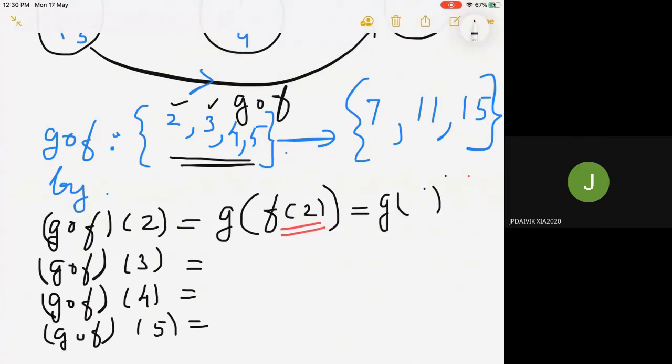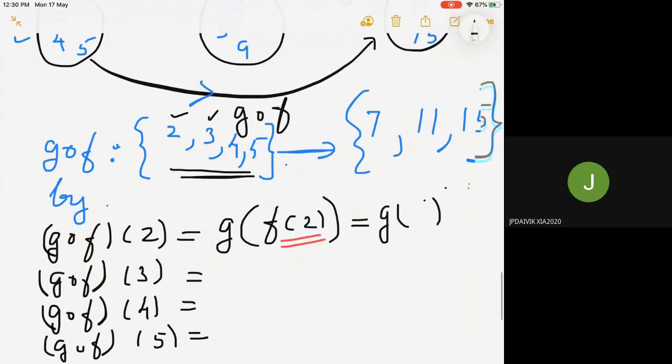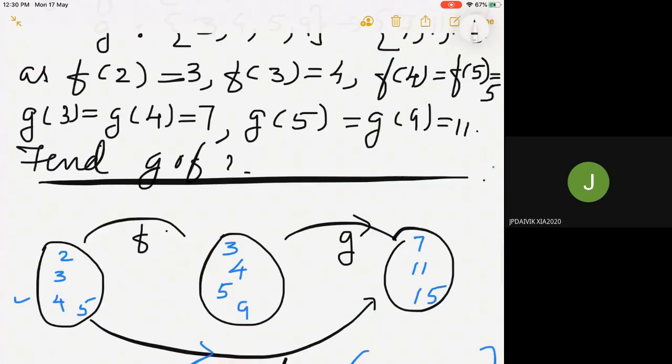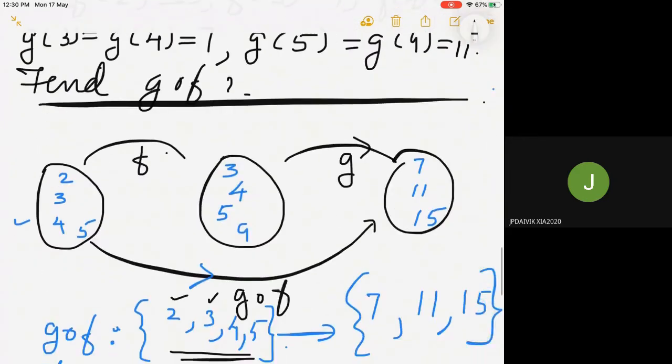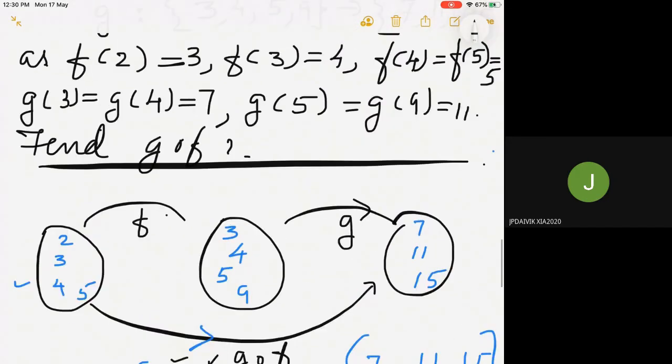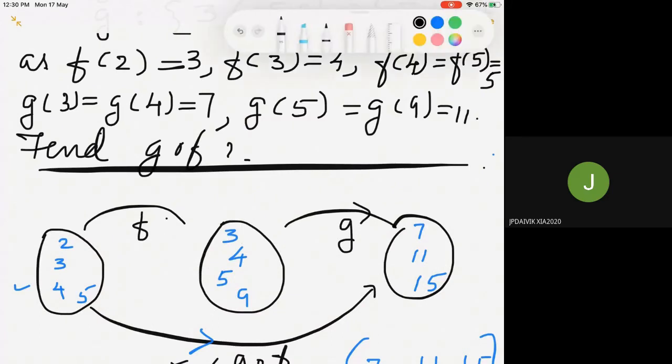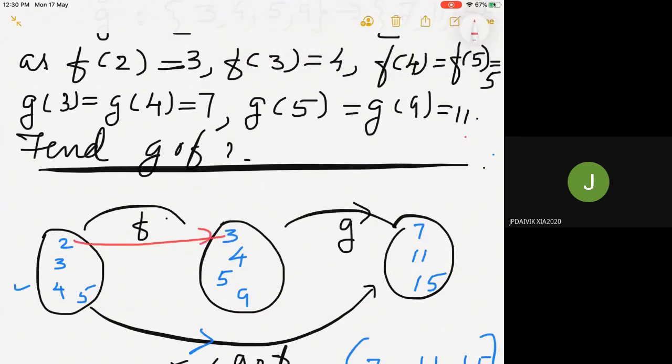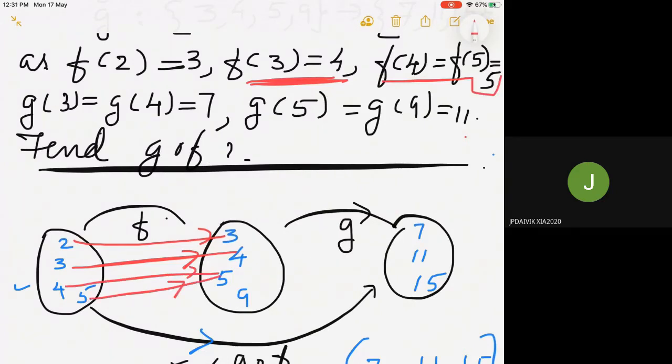What is f of 2? You have to come to the question here. f of 2 is 3. Or, for your convenience, you can draw the figure here also. 2 का image होगा 3. And f of 3 is 4. 3 का image होगा 4. f of 4 is 5. f of 5 is also 5. And this also you can do like that.